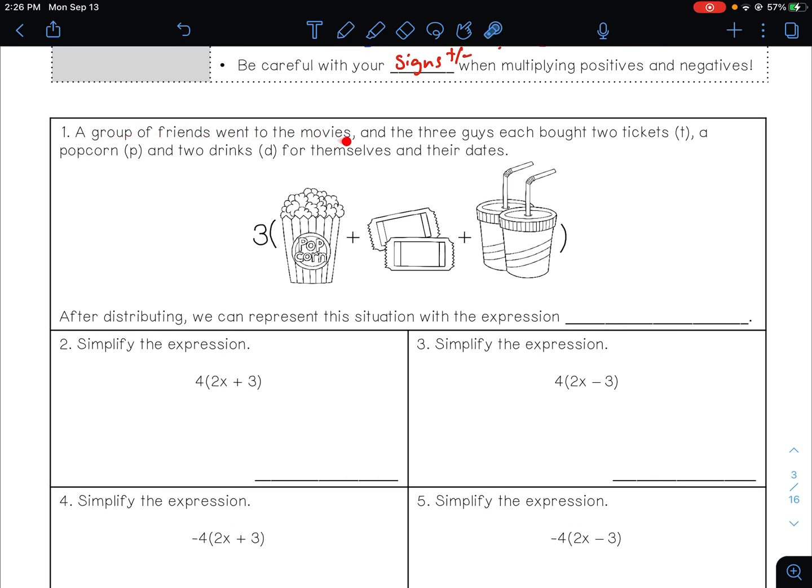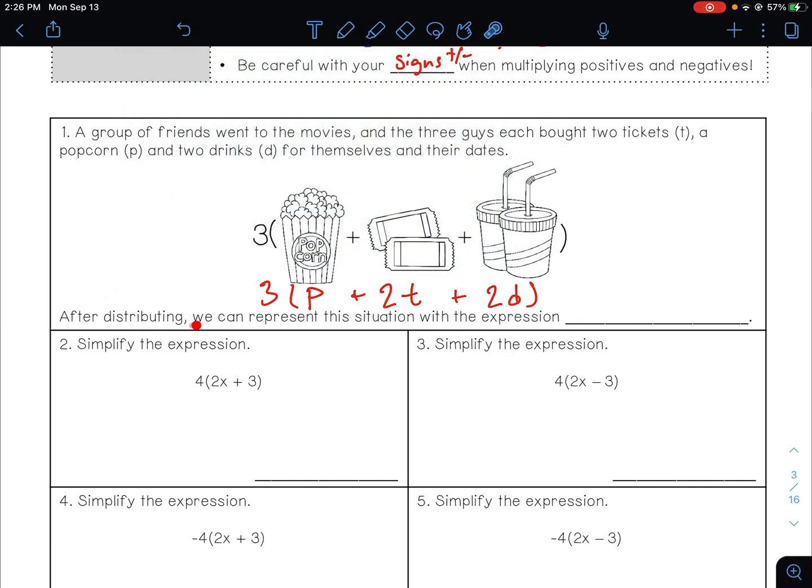A group of friends went to the movies and 3 guys each bought 2 tickets, a popcorn, and 2 drinks for themselves and their dates. So 3 parentheses, a popcorn plus 2 tickets plus 2 drinks. A popcorn can be represented with the letter P, I suppose. Tickets is the letter T, but there are 2 of them, so you would say 2T. And D would be drinks, but there are 2 drinks. So we combine the popcorn plus 2 tickets plus 2 drinks in parentheses, and there are 3 guys.